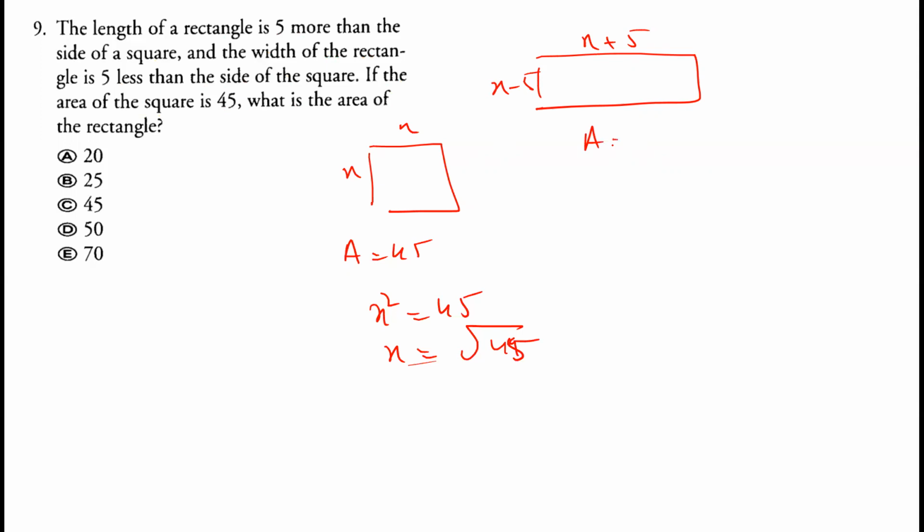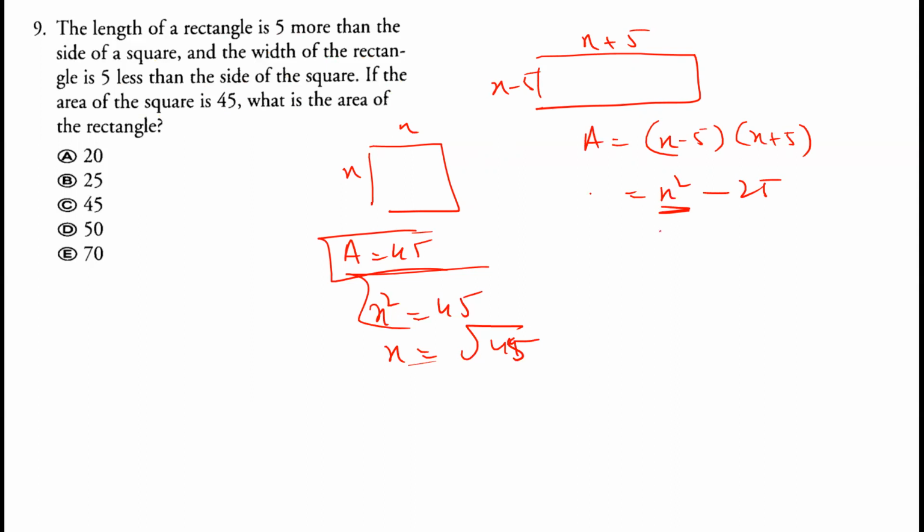So the area of this rectangle would be (x minus 5) into (x plus 5). That is x squared minus 25. Now x squared we know is 45. So the area of the rectangle would be 45 minus 25, that is equal to 20. So option A is correct.